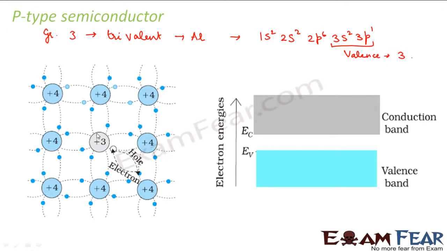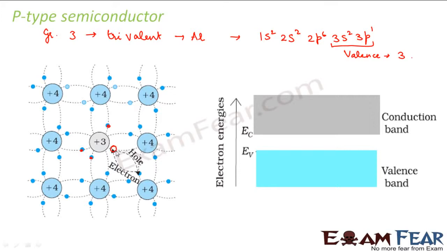So what happens in this case? This is my aluminium impurity. It has 1, 2 and 3 valence electrons. That means it has a shortage of 1 electron, right? It should have one more electron. If it does not have one more electron, that means it has a hole. Absence of electron is a hole, right? So if you look at this impurity, it has 3 electrons which are involved in the covalent bonding, and there is one hole.